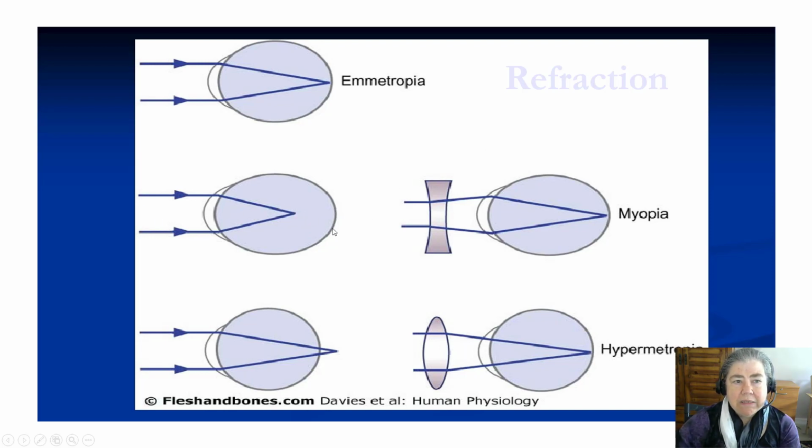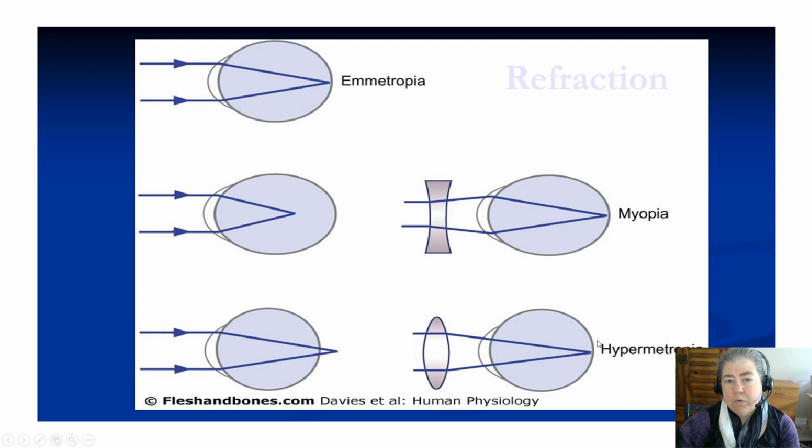And so emmetropia is normal vision. And with emmetropia, you can see we have our cornea, the lens in here. Much of the focal power, much of what happens in terms of focusing light, occurs in the cornea, and the lens just assists it. So in emmetropia, you have your image coming in and focusing properly on the retina.